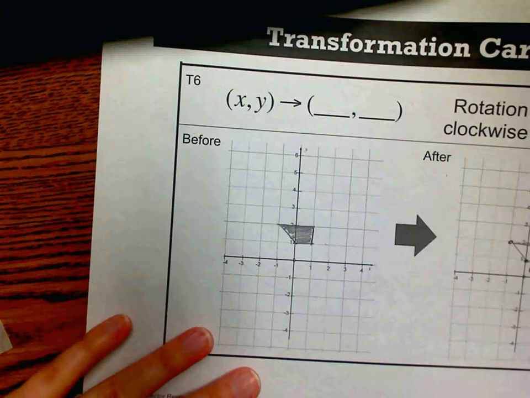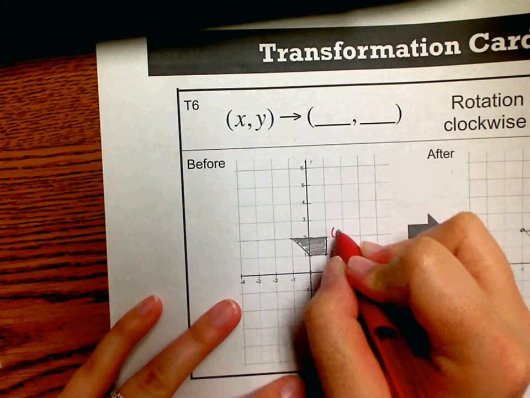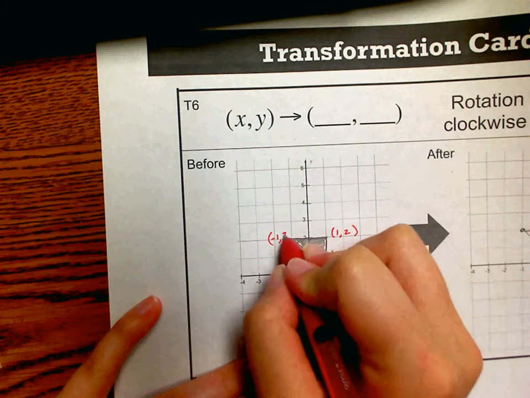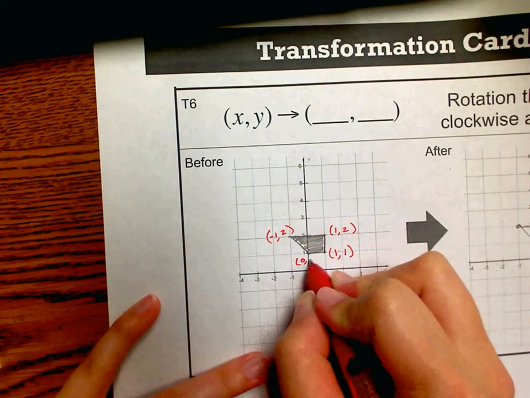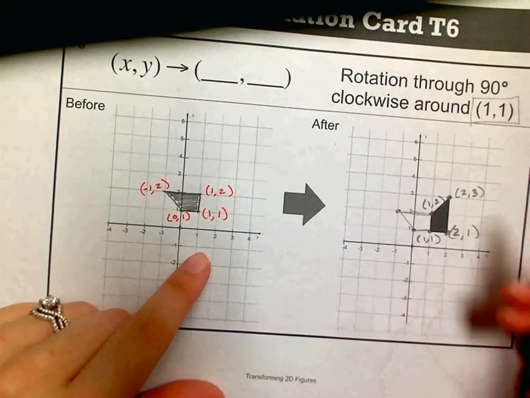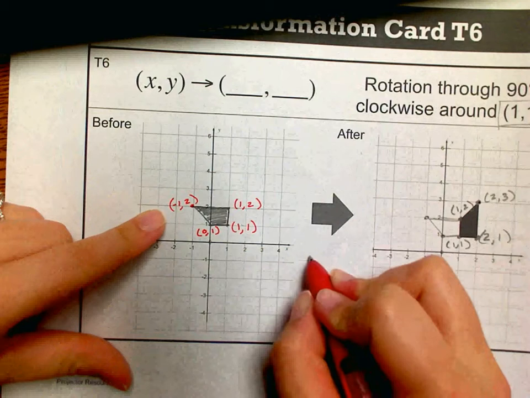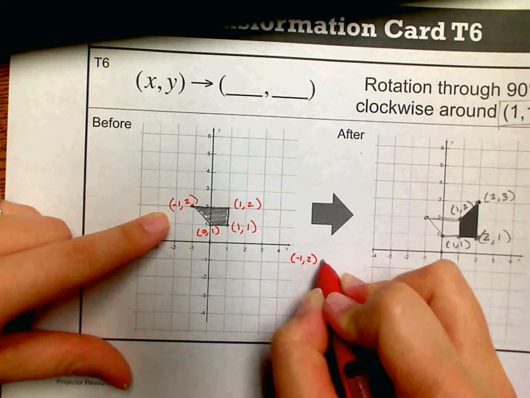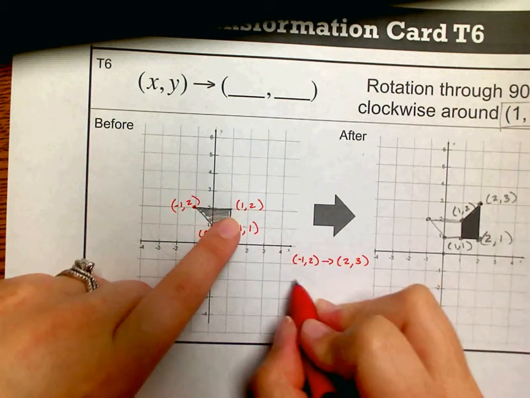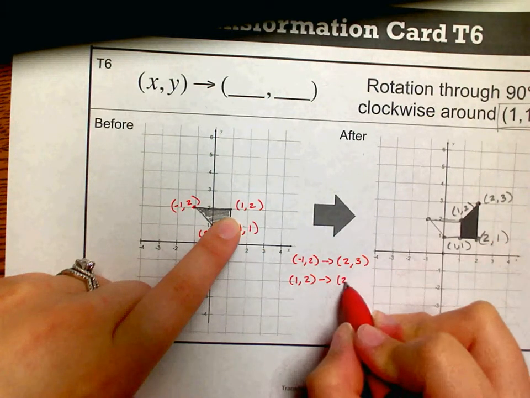Then over here on my pre-image, I have (1, 1), (1, 2), (-1, 2), and (0, 1). So I need to see the pre-image and image drawings and how they match up to each other. For example, this top vertex up here used to be (-1, 2), and now it has become (2, 3). Right below that was (1, 2), and it became (2, 1).